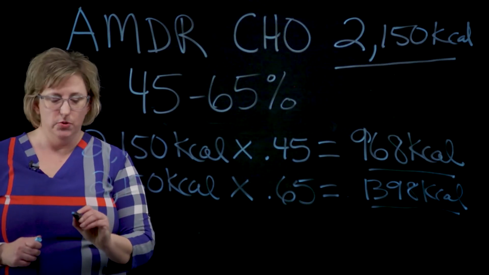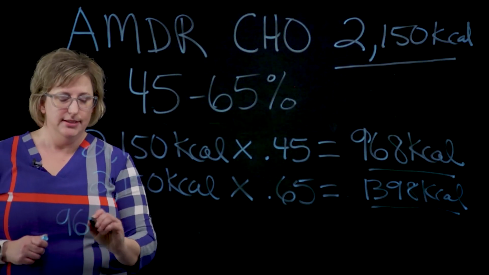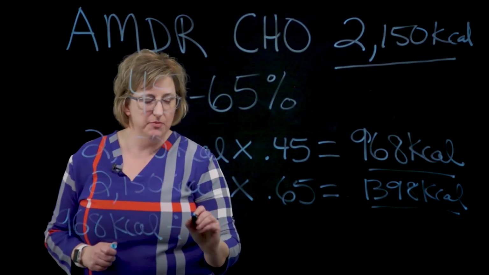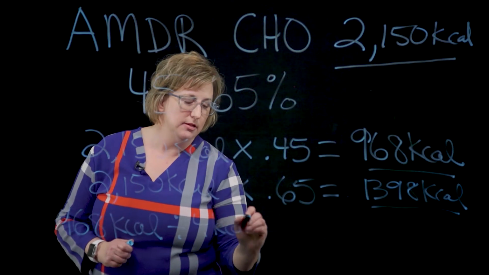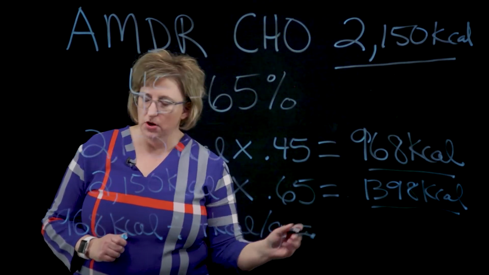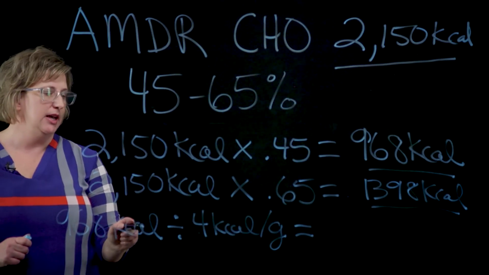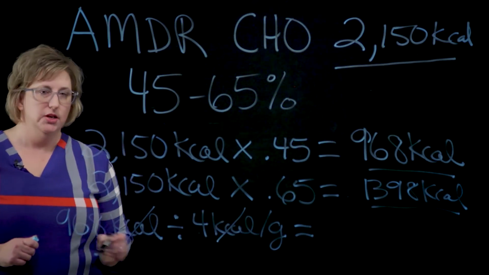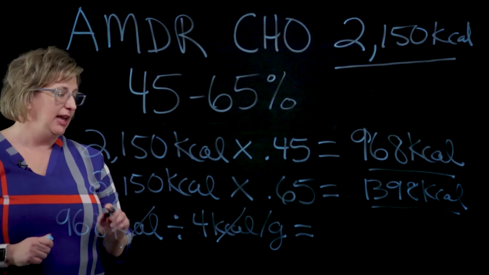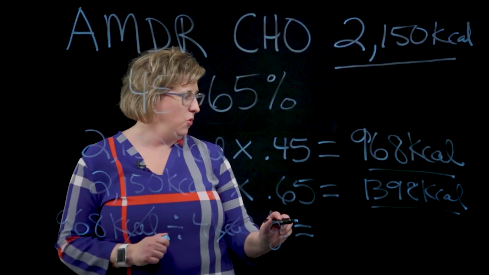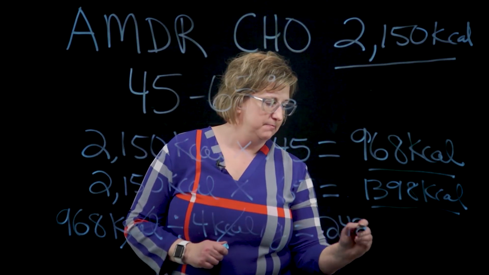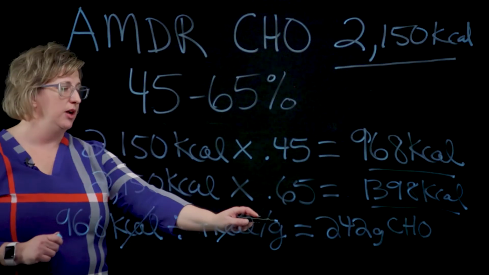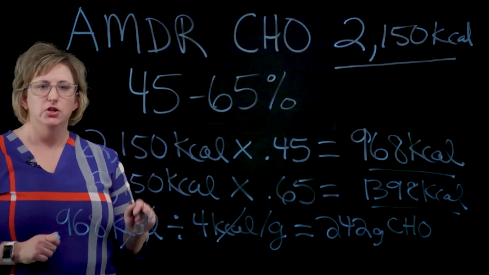So in this case, what we're going to do now is take your 968 kcals, and what do we need to divide it by? We need to divide it by 4 kcals per gram. So when you take 968 kcals, the calories cancel out, and we're going to be left in grams. So 968 calories divided by 4 is going to give you what on your calculator? Okay, so if you came up with 242 grams of carbohydrate, you are correct.